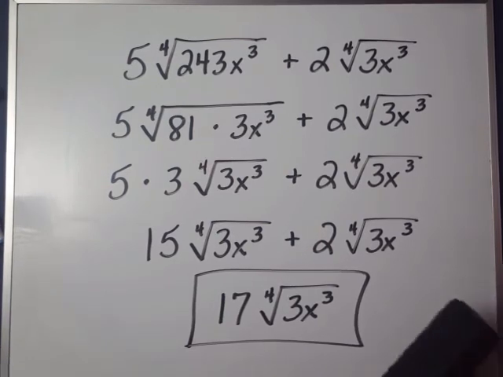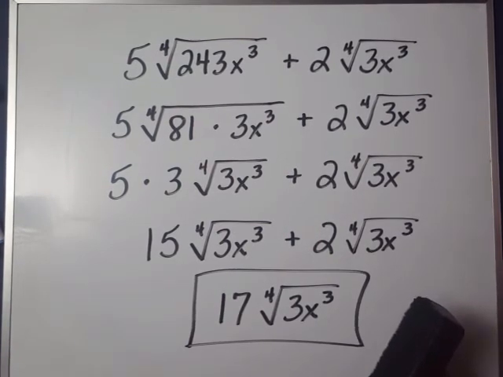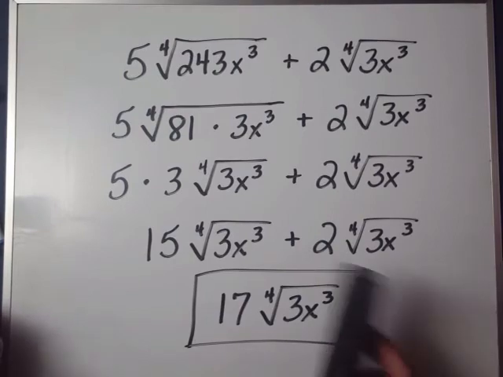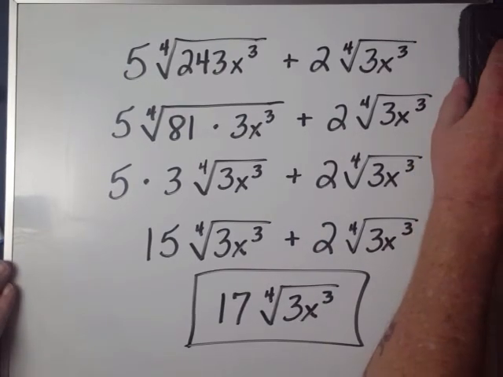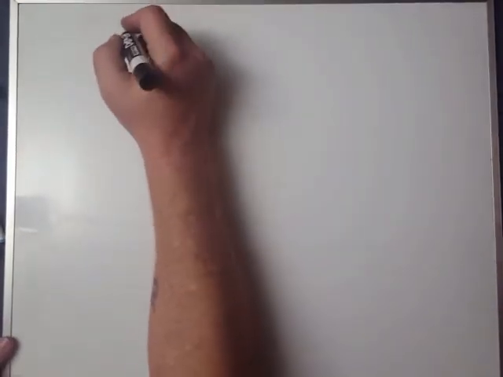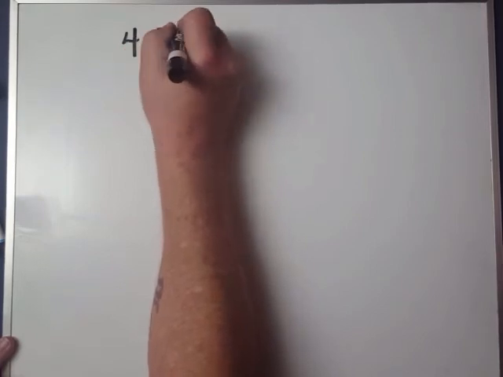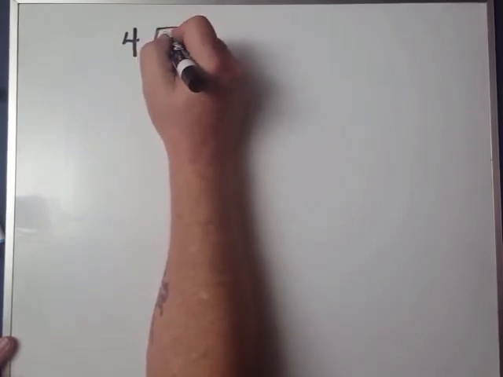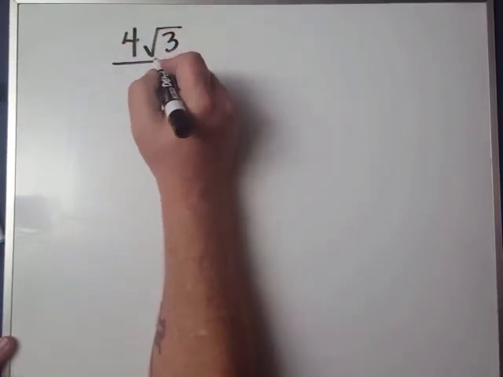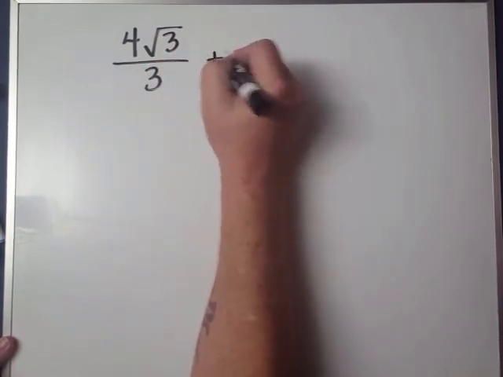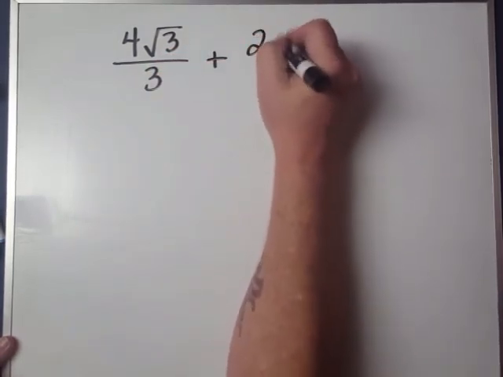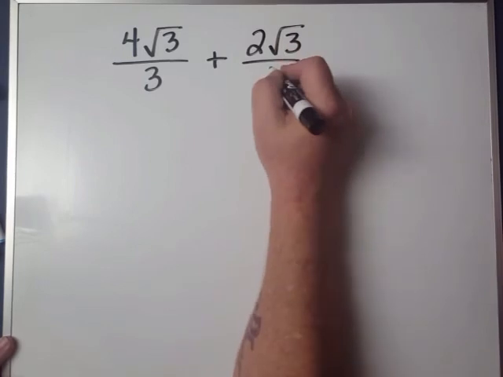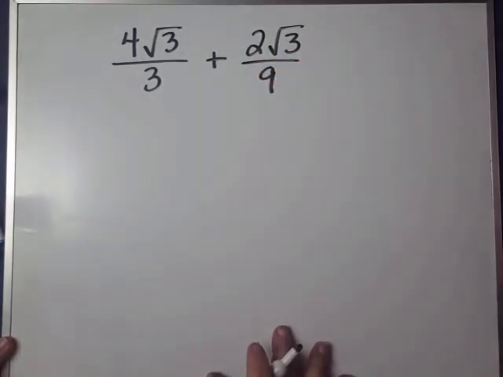Alright, you're going to like these next ones. Let's look at number 46. What the heck? Throw in some fractions, right? Number 46: 4 cube roots of 3 over 3 plus 2 cube roots of 3 over 9.